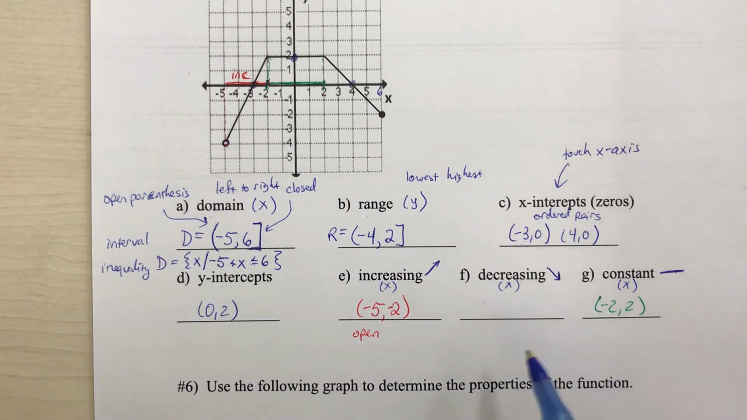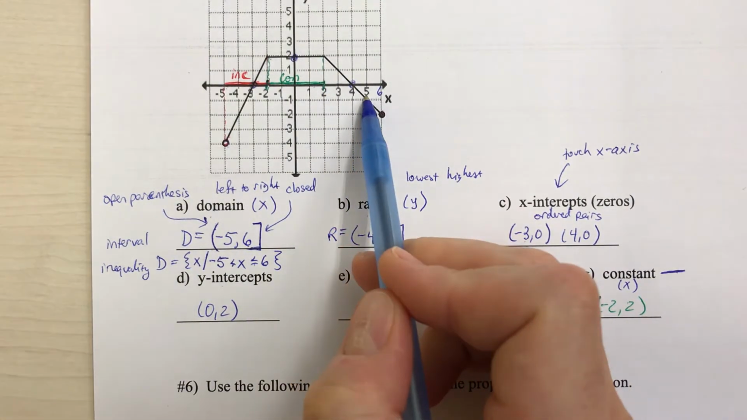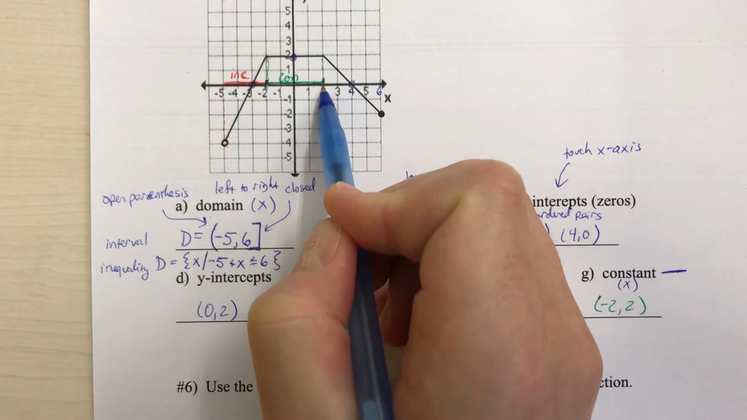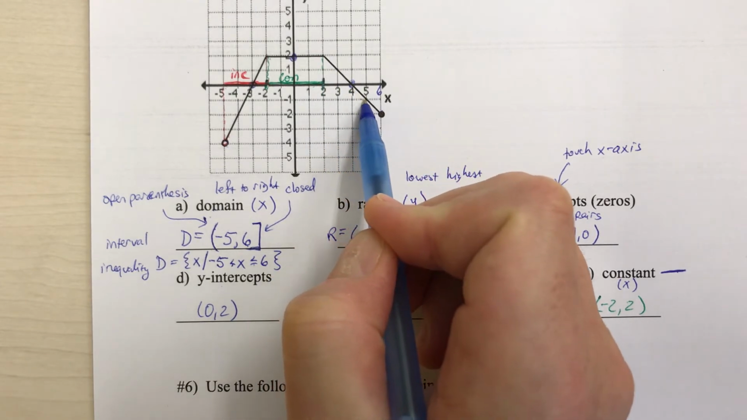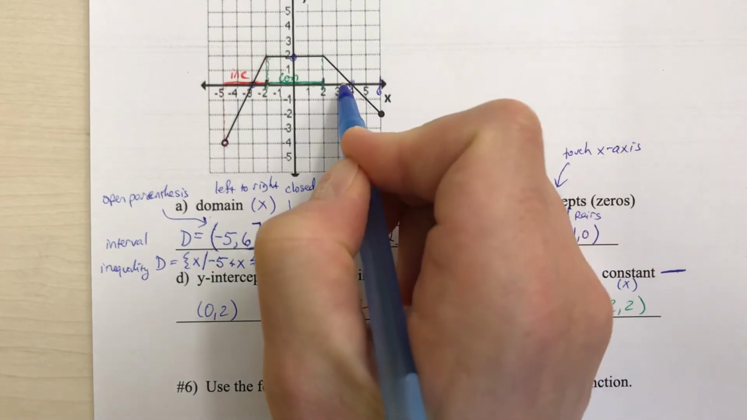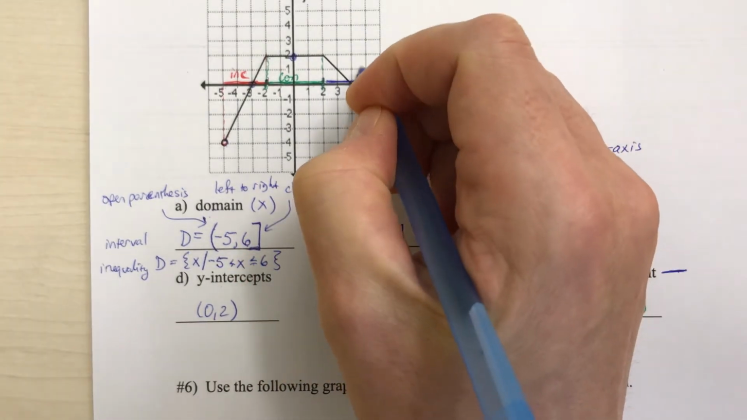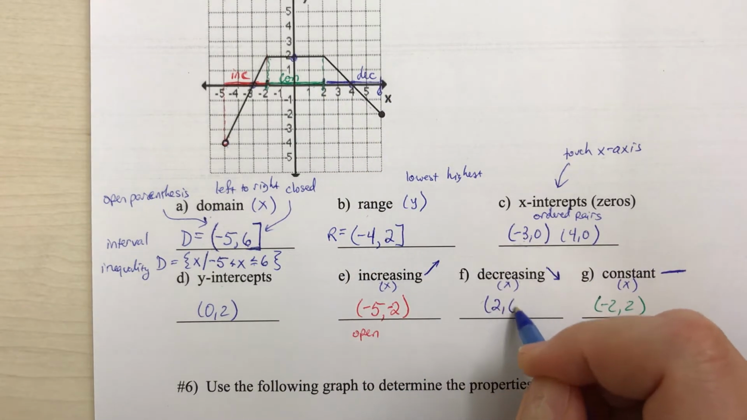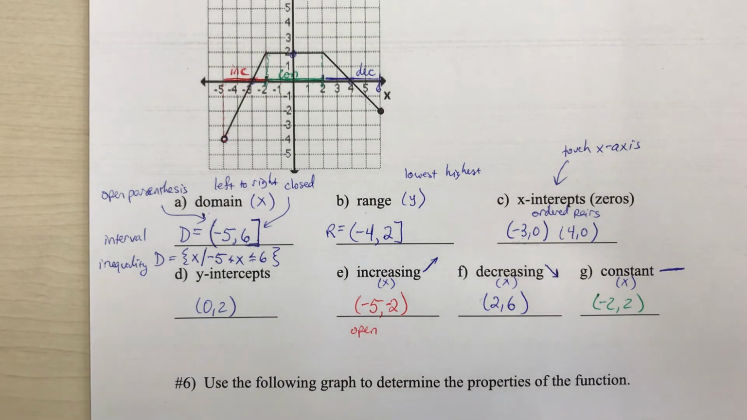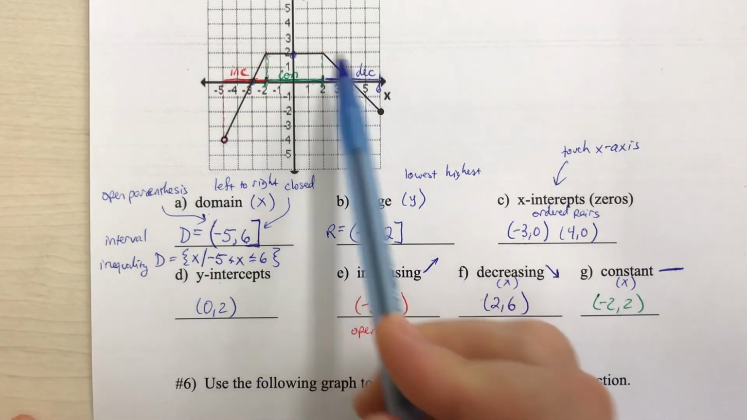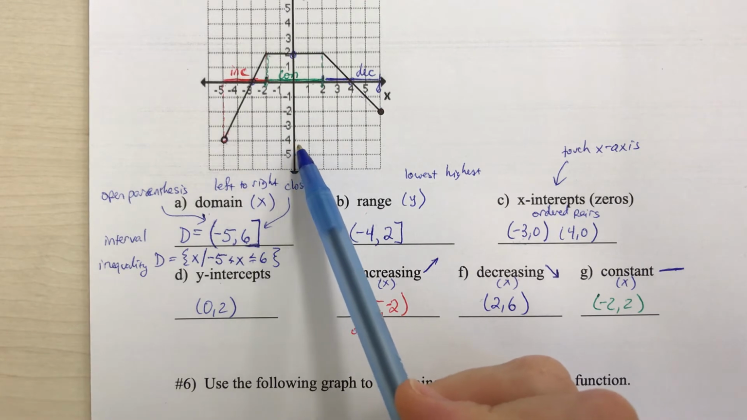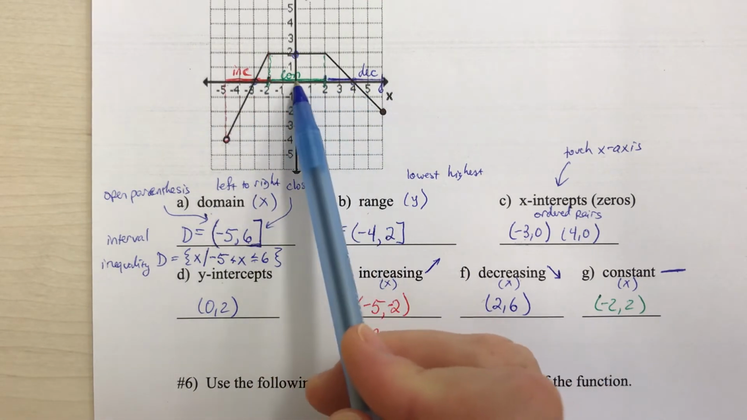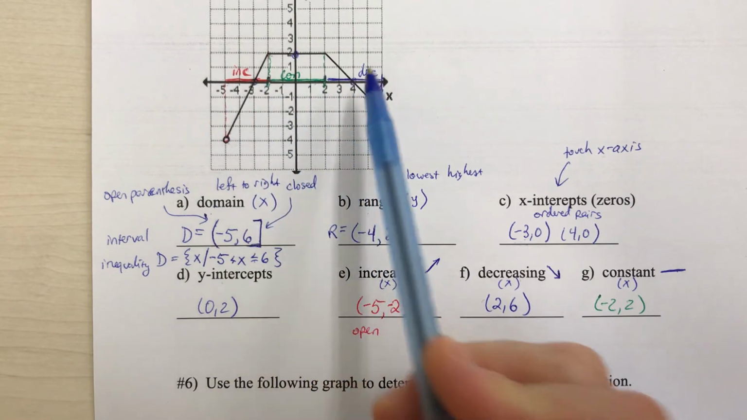And then the last section, so here's increasing. Here I can label that constant. And then the last section, now we start here at +2, and we fall, we decrease until we get to +6. So our interval from left to right is 2 to 6 for decreasing. The temptation is to write what the y values are, but that's not how we do it. Increasing, decreasing, constant, we're talking about the x's.